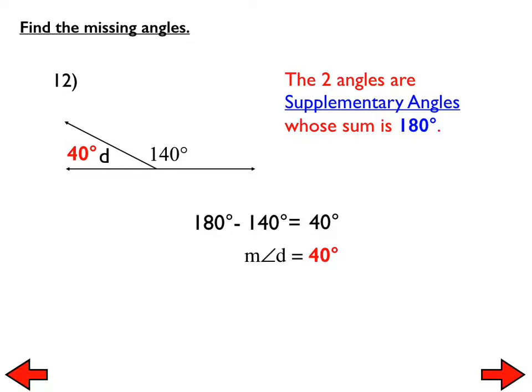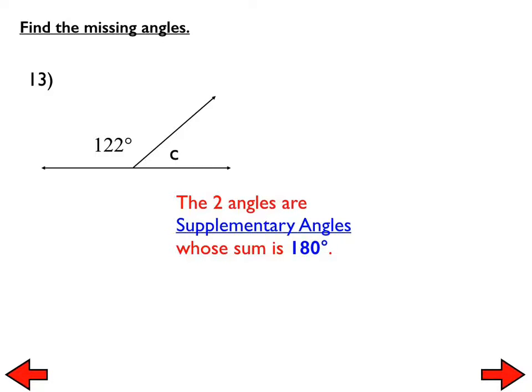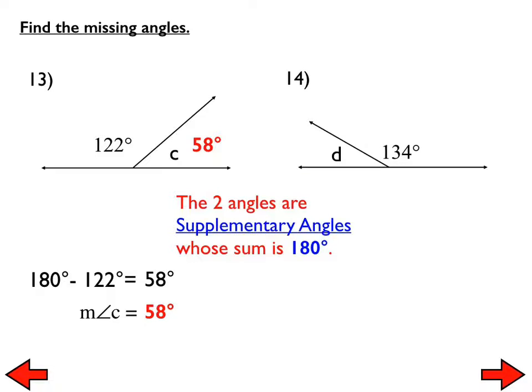Go ahead and do 13 and 14 on your own. Number 13, what's the relationship? Supplementary or linear pair. And what is the measure of angle C? 58 degrees. Very good. How about 14? What's the relationship? It's still supplementary or linear pair. And the measure of angle D equals 46 degrees.